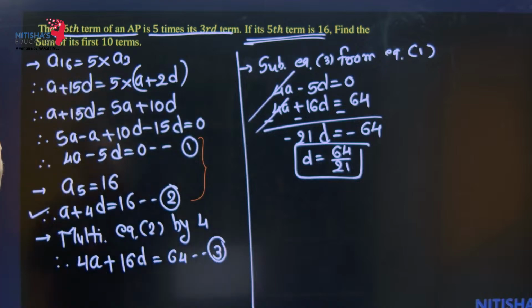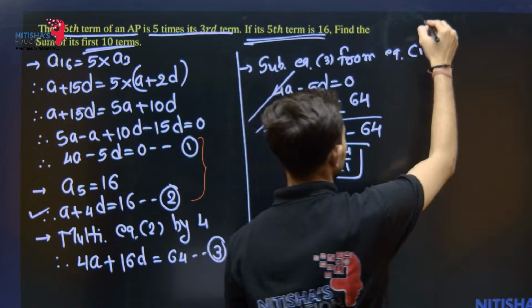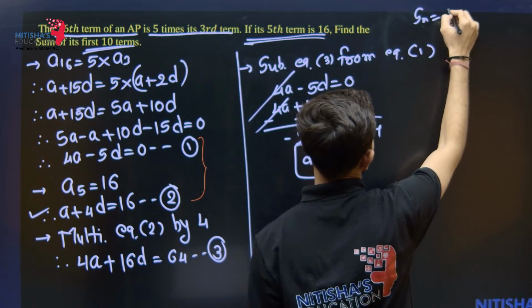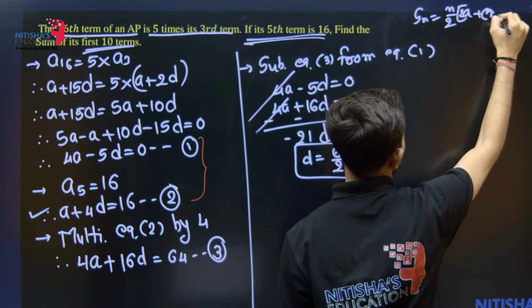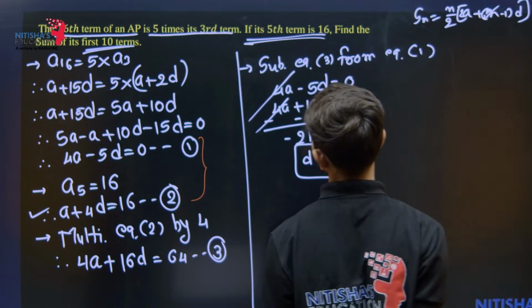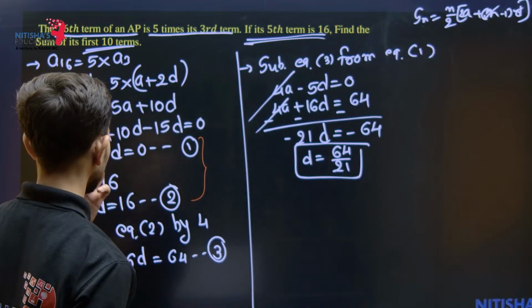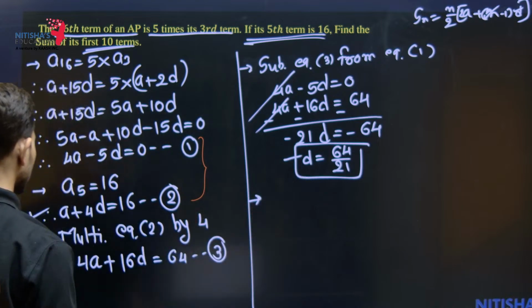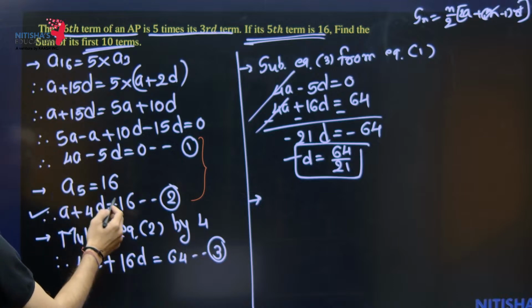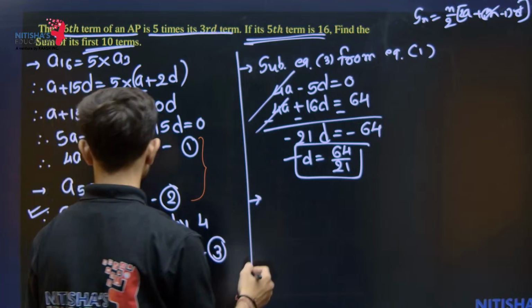This is our d. Now we want to find a, because we need the answer of the sum of the first 10 terms, and for that we need to use Sn is equal to n upon 2 in bracket 2a plus n minus 1 into d. We have the value of n, which is 10. We have the value of d. Now we want the value of a. What is the value of a? So let's find it out. Put the value of d in equation number 2.